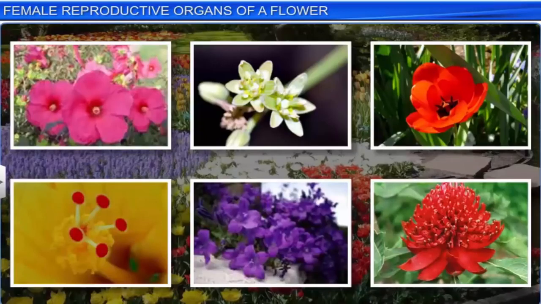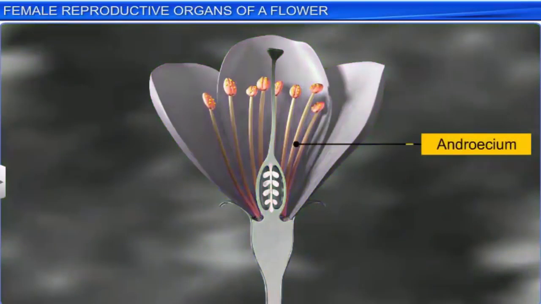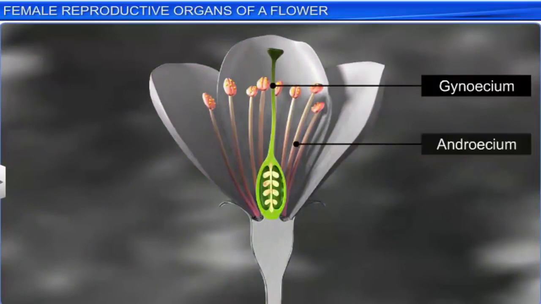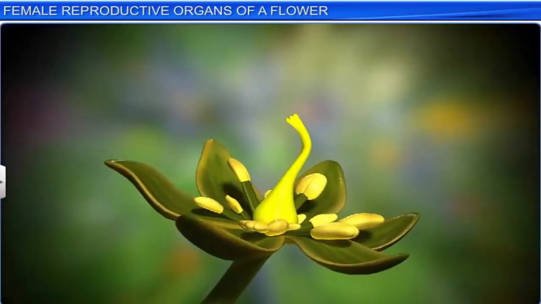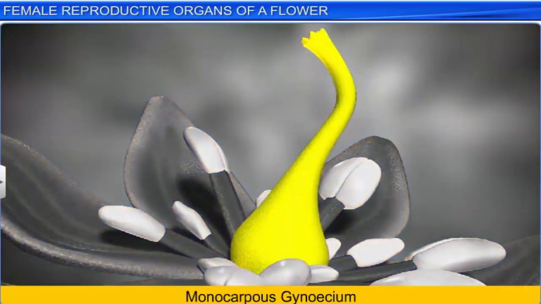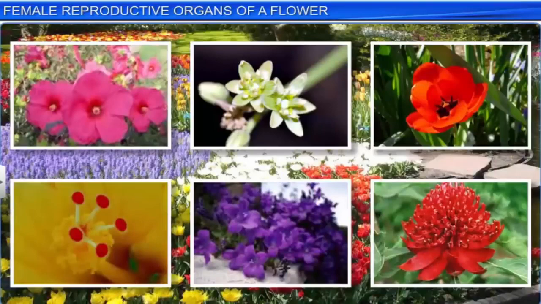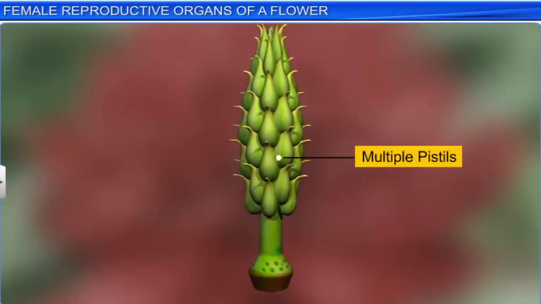Flowers are one of the most fascinating sights to behold. Incidentally, flowers also happen to be the site of sexual reproduction, as they contain the androecium and gynoecium, the male and female reproductive organs of a plant. You can see many variations in the gynoecium of different flowers. For example, the gynoecium can be monocarpous, consisting of a single pistil or carpel. Or it may be multicarpous, in which case we see several pistils in a single flower.